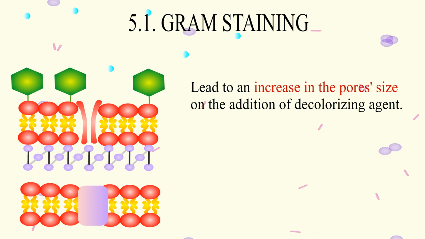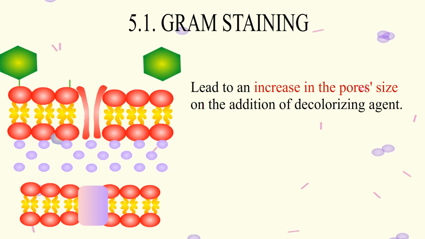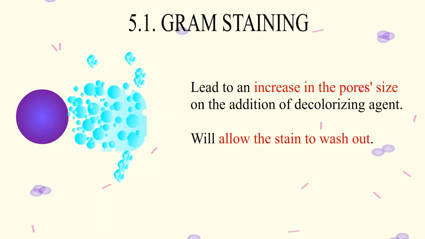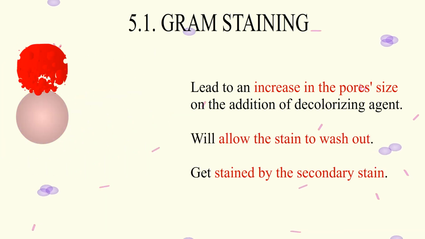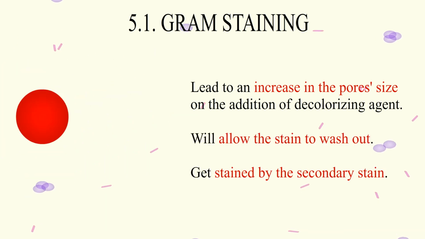Gram-negative cells, on the other hand, have a thin layer of peptidoglycan and a thick layer of lipid, which will lead to an increase in the pore size on the addition of decolorizing agent and will allow the stain to wash out in the next step, and they will get stained by the secondary stain.